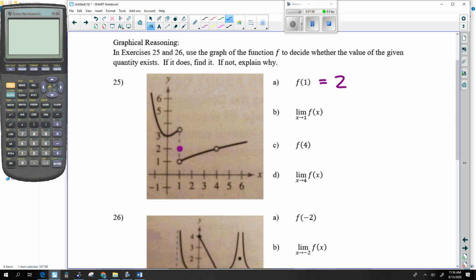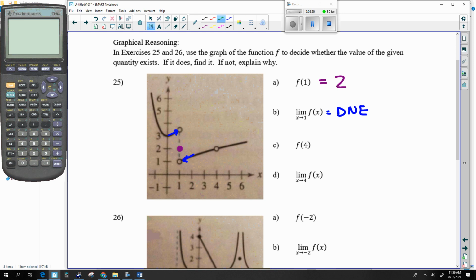Okay, letter B is the limit as x goes to 1. So the left-hand side says that, the right-hand side says that. Notice how they don't point to the same dot. That does not exist. Okay, why doesn't it exist? Well, again, they don't imply that they're going to the same thing.